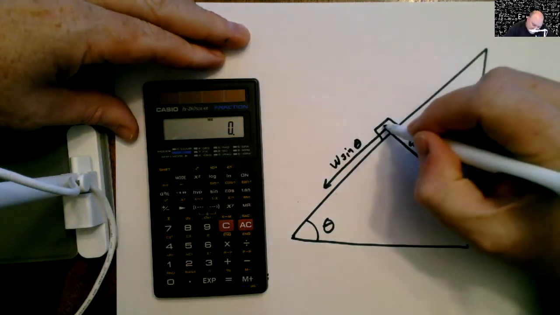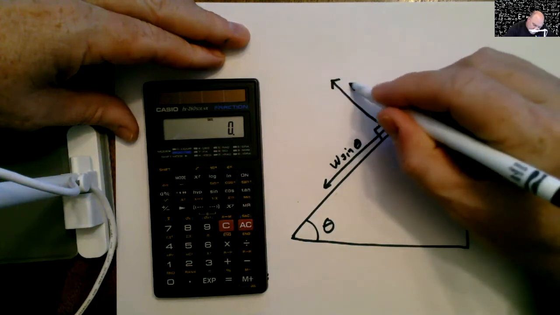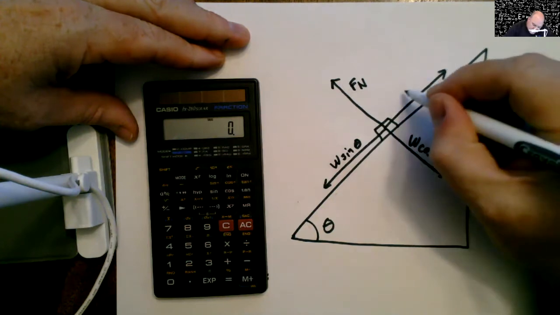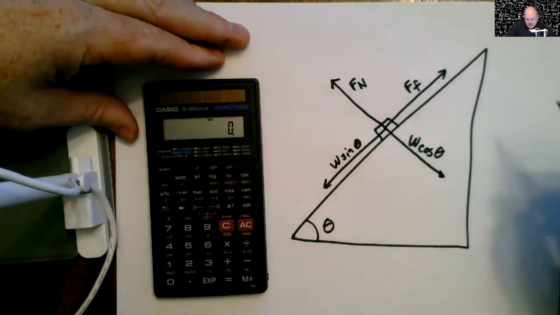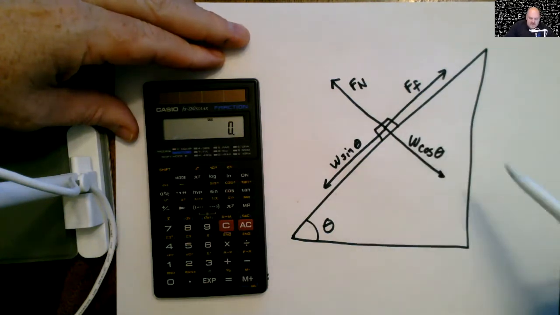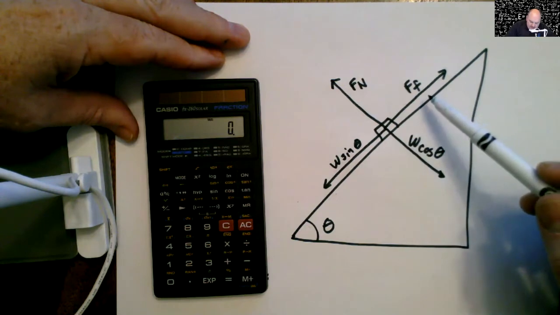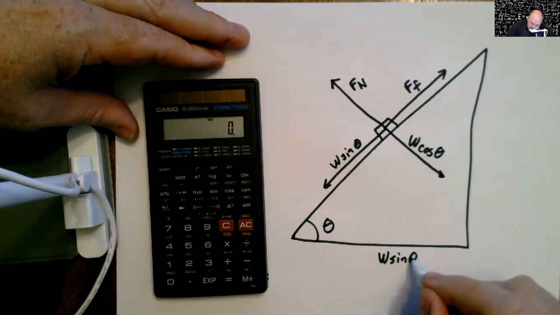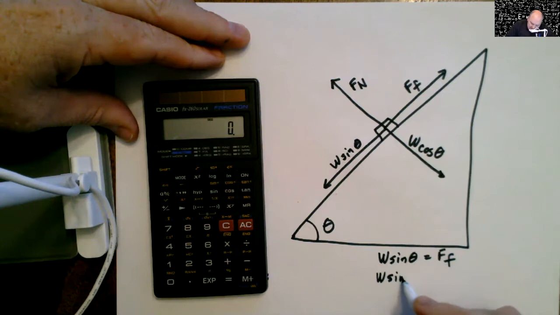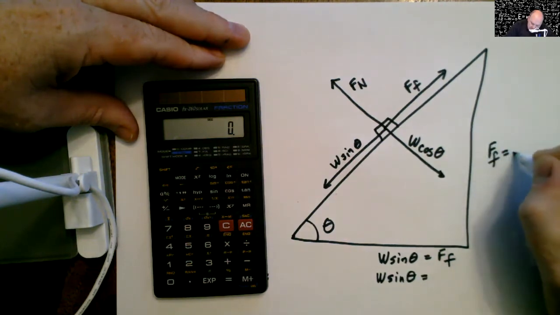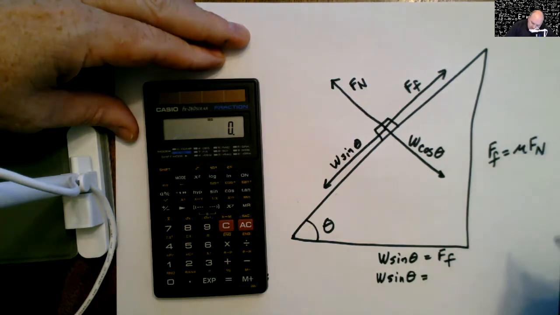We have a normal force going up like this. And we have friction force going back like this. Okay, so if this goes down at a constant velocity, we increase the angle till it's going down at a constant velocity. That means 0 net force. And we know that the weight sine of theta needs to equal friction force. And that means the weight sine of theta equals, and friction force, if you remember, is mu normal force.